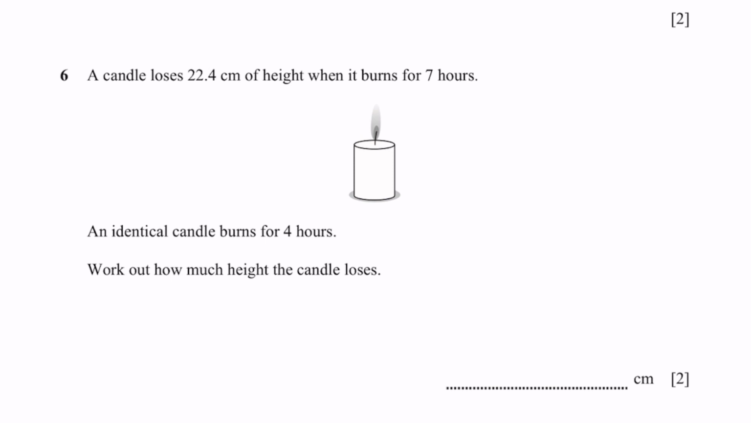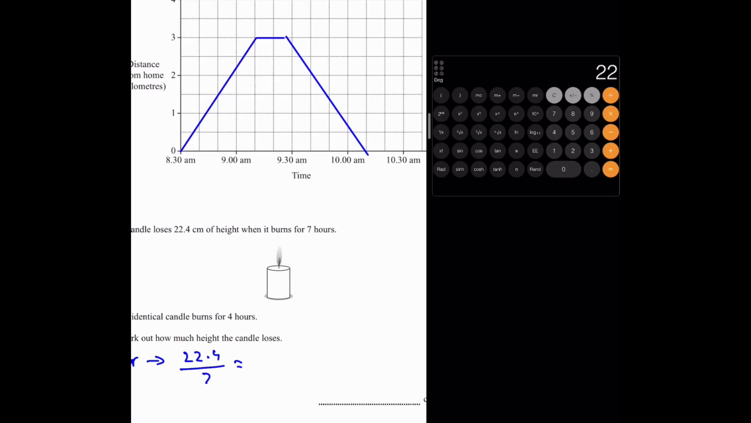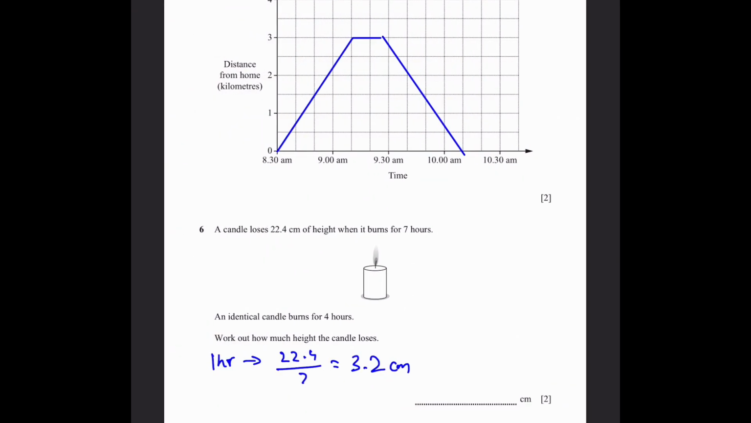Question 6. A candle loses 22.4 centimeters of height when it burns for 7 hours. An identical candle burns for 4 hours. Work out how much height the candle loses. So for 1 hour, this candle loses 22.4 divided by 7, which is equal to 3.2 centimeters of height. Now for 4 hours, we get 3.2 times 4, which is equal to 12.8 centimeters, which is lost in 4 hours.